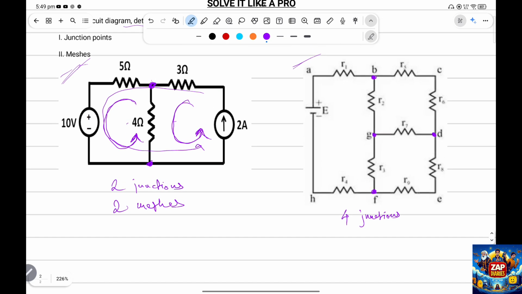And let's calculate the number of meshes, or you say elementary loops. So this is a big mesh. This is a mesh as well. We have another mesh. So this has three meshes.